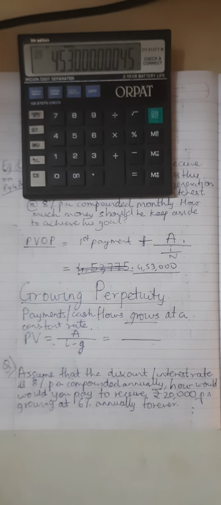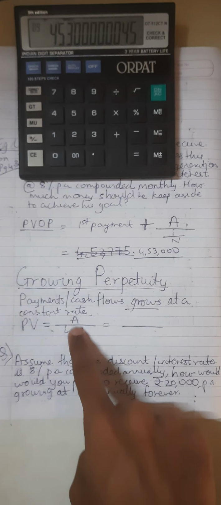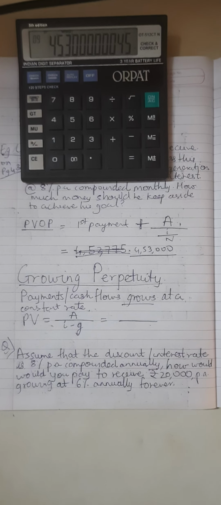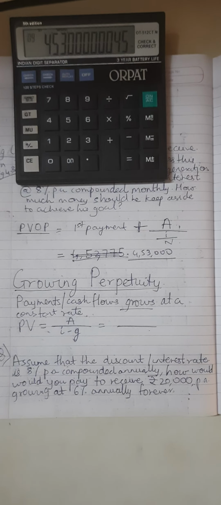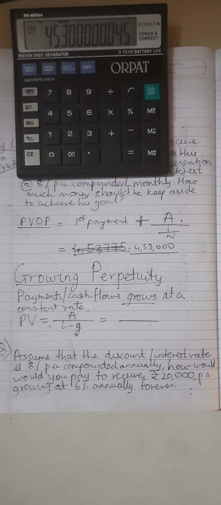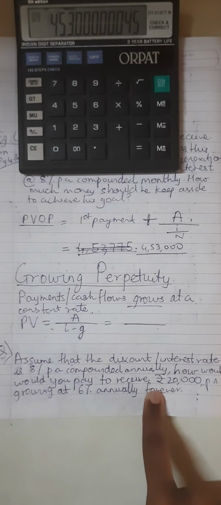Now let's go to growing perpetuity. What is growing perpetuity? In this case, the payments or the cash flows grow at a constant rate. This A keeps on growing. Now let us understand this better with an example. Assume that the discount or interest rate is 8% per annum compounded annually. How much would you pay to receive 20,000 per annum growing at 6% annually forever? So this 20,000 per annum is growing at 6% annually forever.